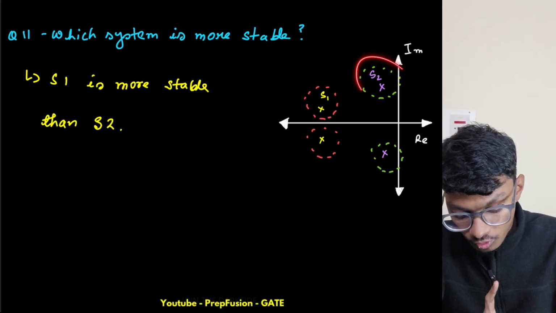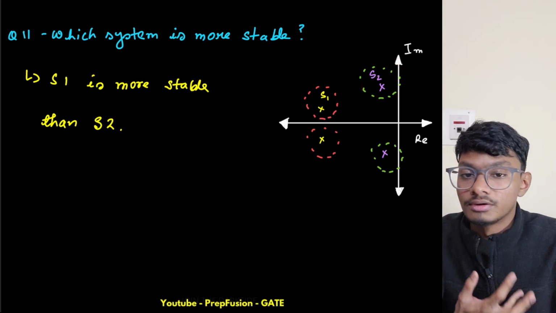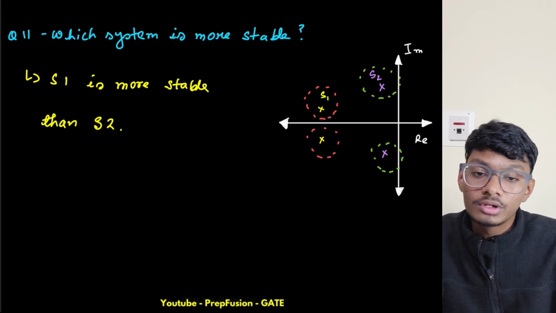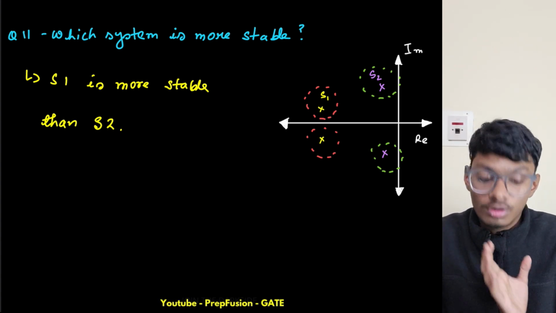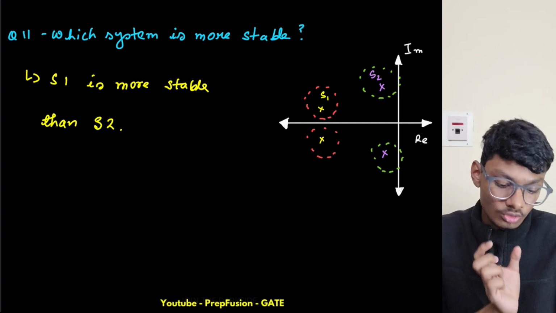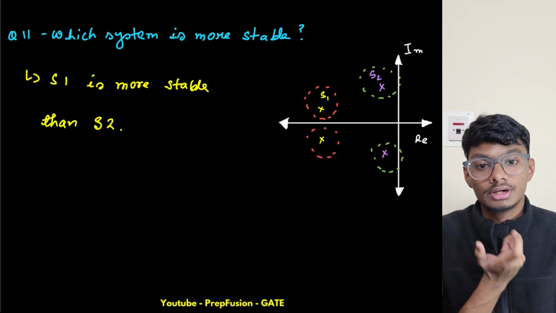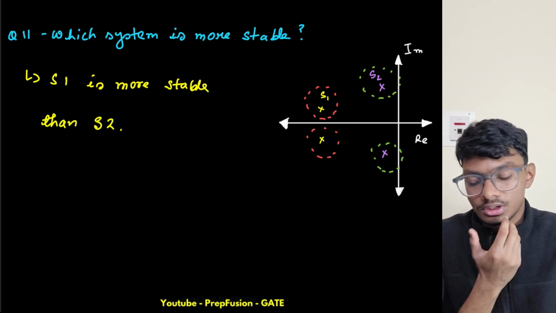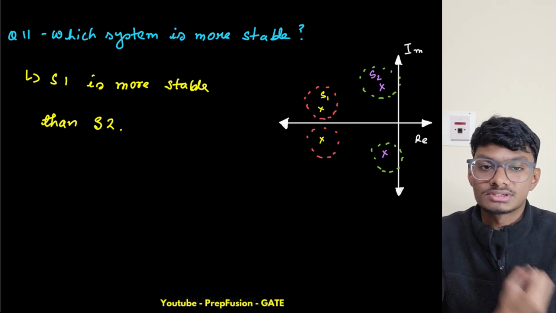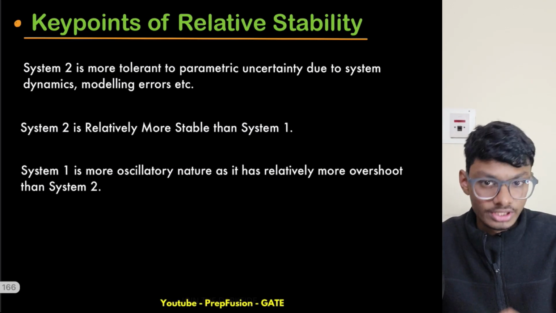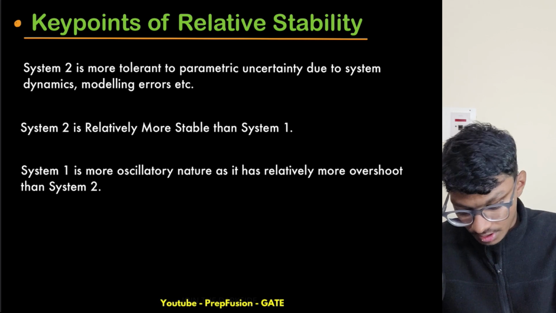Why? Due to variation in system 2, sometimes my pole may go into the right hand side of my S plane or may cross the imaginary axis. Whenever there is a crossing of the imaginary axis, the j omega axis, obviously it is shifting from the left hand side to the right hand side. Then my poles will lie on the right hand side of the S plane and my system will be unstable. That is established. So I have written a few key points about relative stability here.